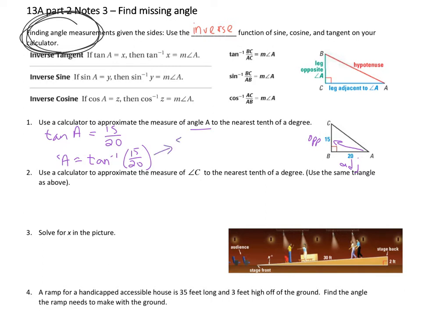And when we get that, angle A equals 36.869899765, but we want it to the tenth of a degree. So remember, that's one number after your decimal place. So we would put that as 36.9 degrees for our angle A.